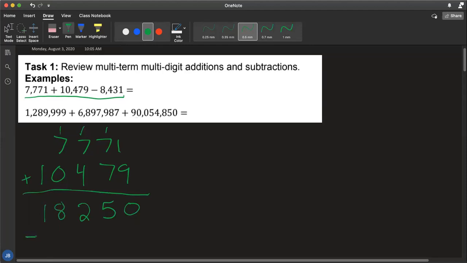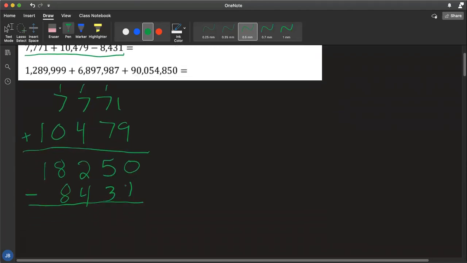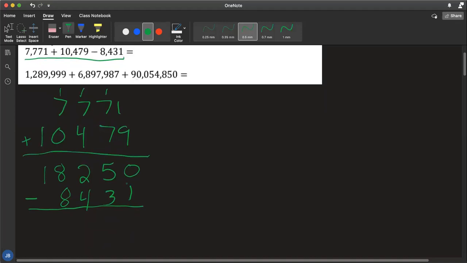And then when we subtract, we have to make sure again that all of our numbers line up correctly here. So we have our ones lining up, our tens, hundreds, thousands, and 10,000s. And can anybody tell me the answer here? Go ahead, Yisong. 9,819. 9,819. Is that what everybody else got? Yes. Perfect. Great job. Awesome.